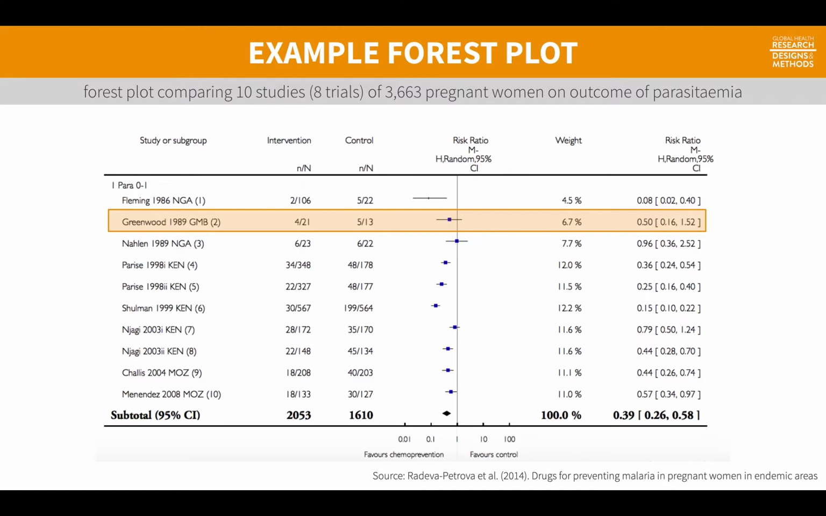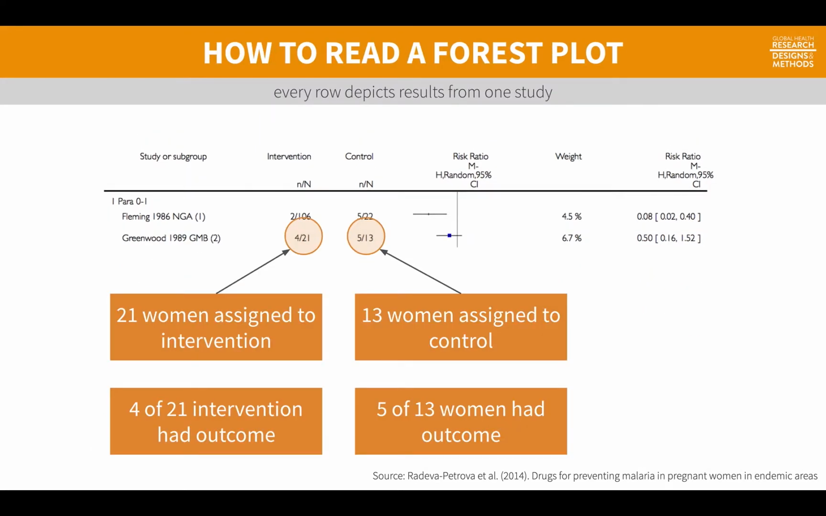Here's one of the forest plots from our example study, summarizing the effect of chemoprevention on parasitemia. Let's focus on the second study in the list by Greenwood, 1989. The denominators of the intervention and control column, shown as capital N, show that 21 people were assigned to malaria prophylaxis. That's the intervention, and 13 were assigned to the control arm. The numerators, here lowercase n, show that 4 people in the intervention arm experienced the outcome, parasitemia, compared to 5 in the control arm.